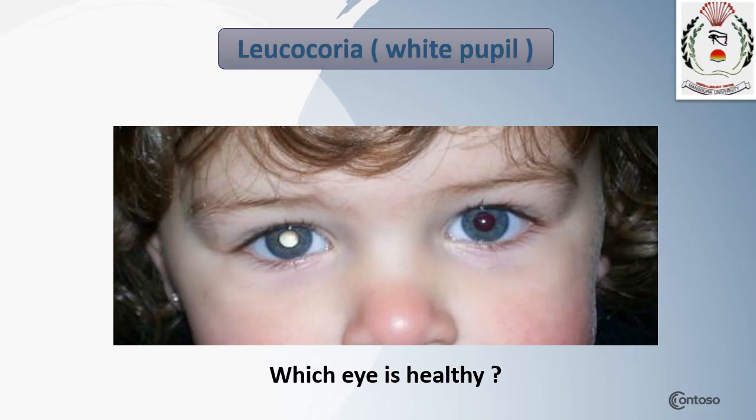First, we look at this picture. Which eye is healthy and which eye is abnormal? When looking at the left eye, the reflex is normal, but on looking at the right eye, there is a white pupil, a sign which is called leukocoria. Leukocoria means white pupil, which is a pathological sign in children.